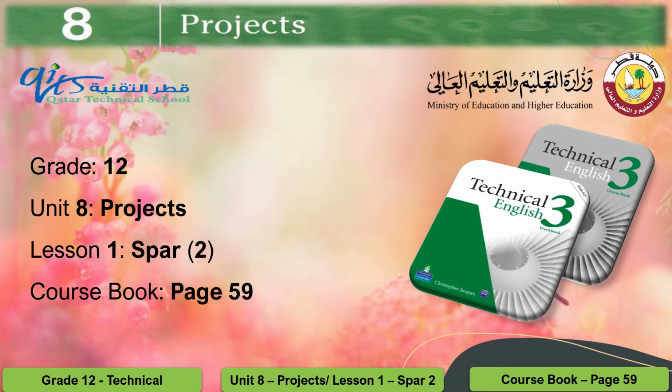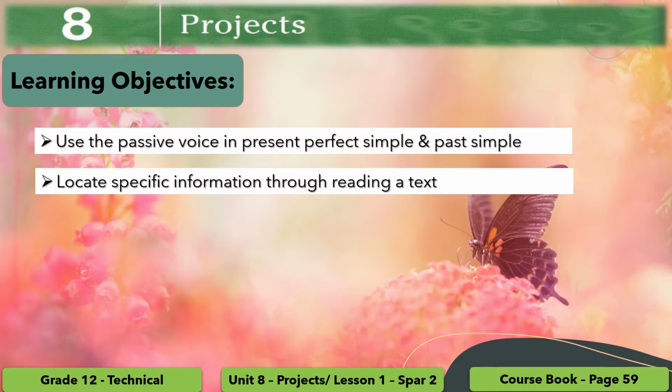Our lesson for today is again from Unit 8 Projects, and this is Lesson 1 Spar, Part 2. So please open your course books, page 59, and let's get started. Our learning objectives for today: students will be able to use the passive voice in the present perfect simple and past simple. Also, they will be able to locate specific information through reading a text.